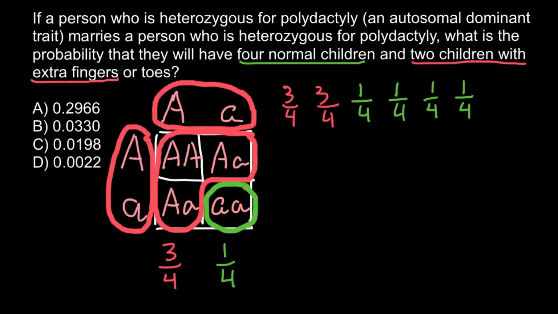Because these are independent events, independent probabilities, each time this family has a child, they have a 3/4 chance to be affected and a 1/4 chance to be non-affected. So in other words, what is the probability that the first child would be affected, the second child affected, the third child unaffected, the fourth child unaffected, and the fifth and sixth?